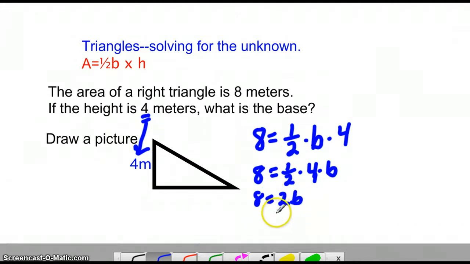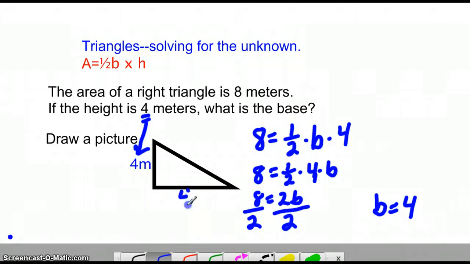And now, again, we have to get b all by itself. This is a multiplication problem. To undo it, we divide. And then our final answer is going to be b is all by itself, the base is all by itself, and 2 goes into 8 4 times. So we're saying that this base here is going to be 4.